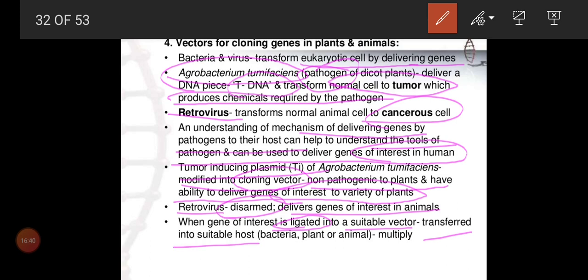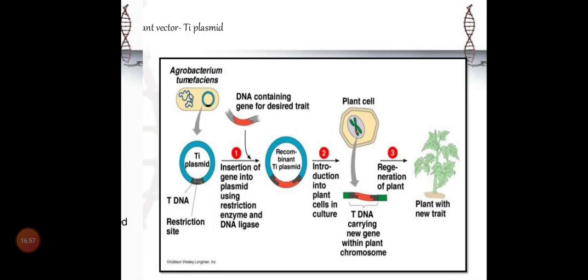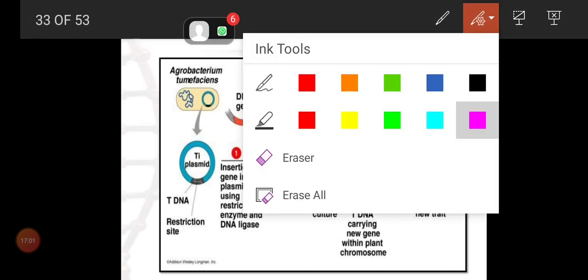So now we have finished the vector part only: what the characteristics are and how the ligation is done. And now we want to see how it will enter into a bacteria, plant or animal for multiplication. Is that clear? Next we'll move on to see the structure, which will be very, very interesting.